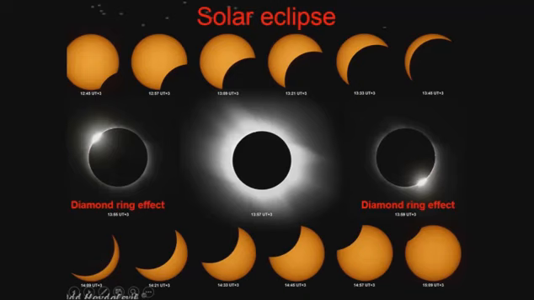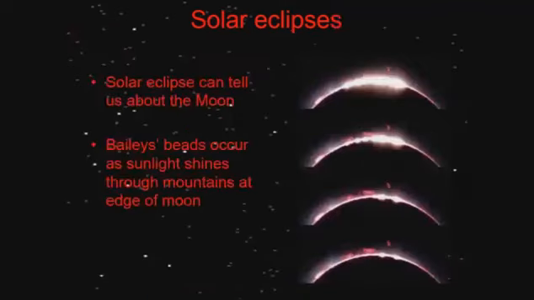So again, what use is a solar eclipse? Well, a solar eclipse can tell you things about the moon. There's such a thing as Bailey's beads, as they're called, and these are beads of light shining down valleys and around mountains on the edge of the moon. And people use these as very early observations. Looking at this through a telescope, you can see these blobs of light as the sun goes down behind the moon. And as you can see in this particular image, these mountains are actually quite high.